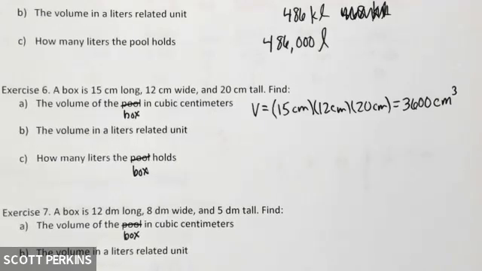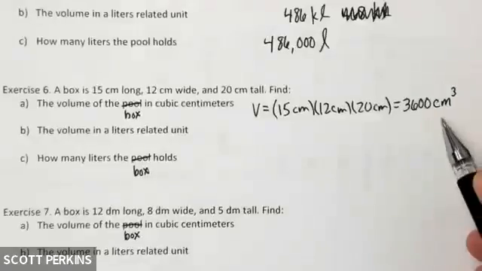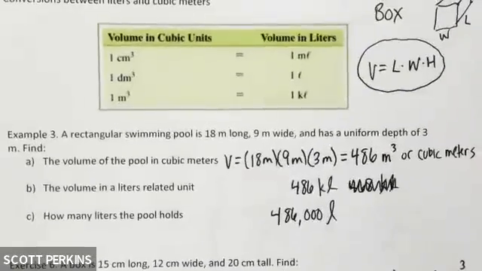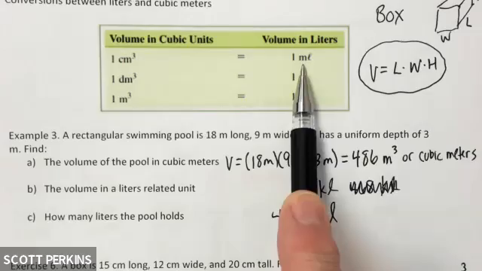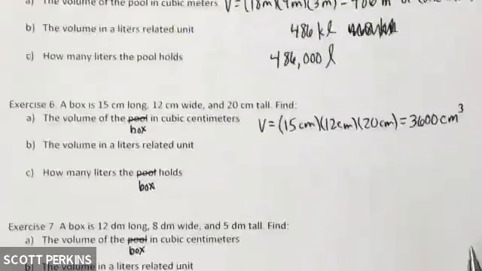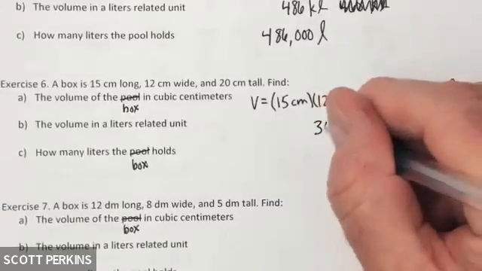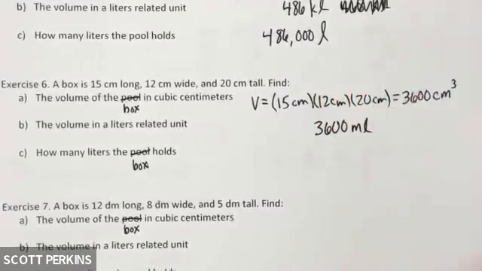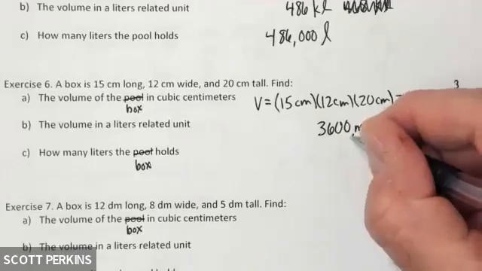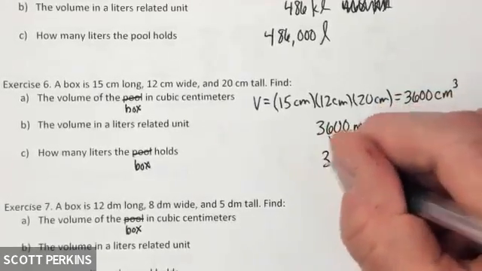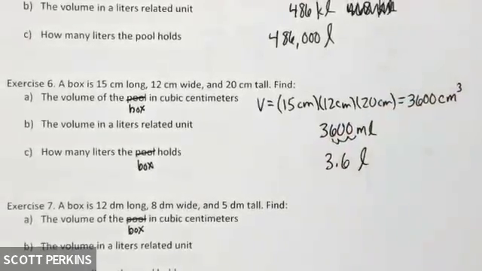So then the volume in the liters related unit. I've got centimeters cubed, so I come up to my chart. Here's my chart right here. Centimeters cubed is milliliters. So that becomes 3,600 milliliters. And now, again, convert that to liters. When I go to my prefixes to convert between milli and my base unit liters, I move the decimal 3 to the left. So when I do that, 1, 2, 3, that is 3.6 liters.